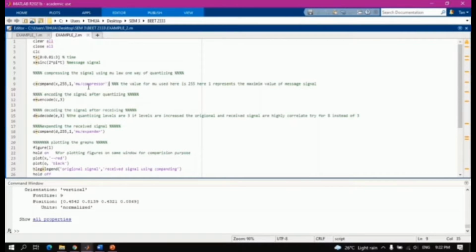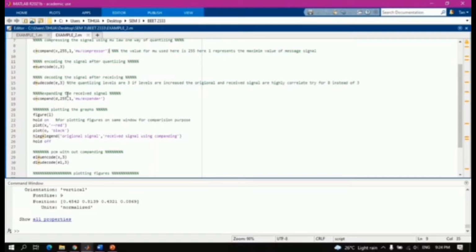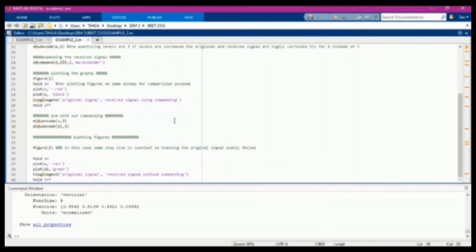Then we make variable c with the function compand, and parameters x, mu value 255, maximum value of the message signal is 1, and mu compressor. Then we encode the signal with the function u encode with input signal c and quantization bit 3. Then we decode the signal with the u decode function with parameter e and quantization bit. Then we expand the decoded signal with compand again, which has input signal d, mu value 255, maximum value of the message signal is 1, and mu expander. Next, we plot the graph figure 1 and figure 2.